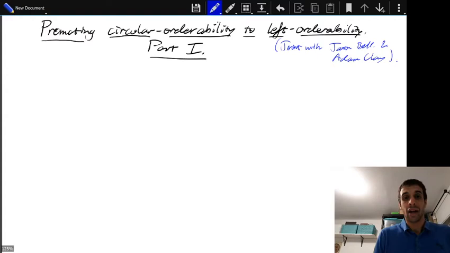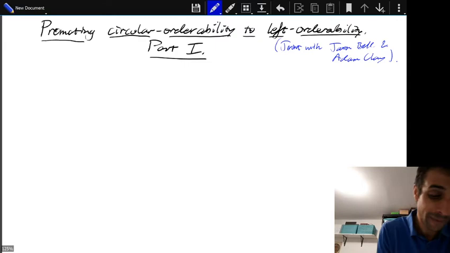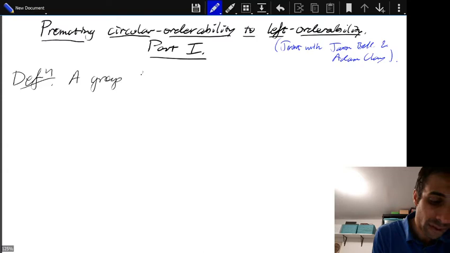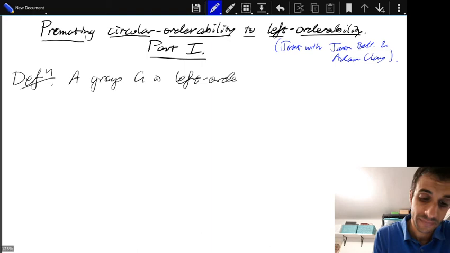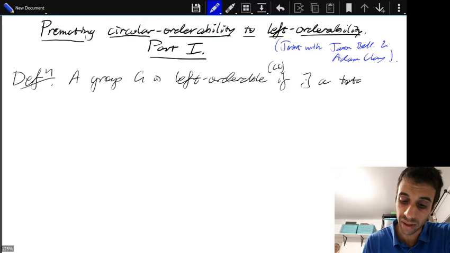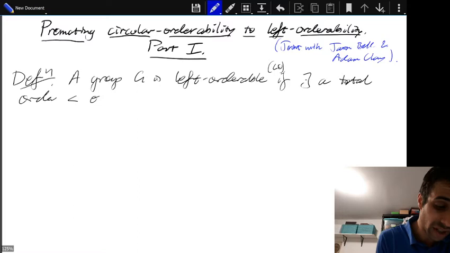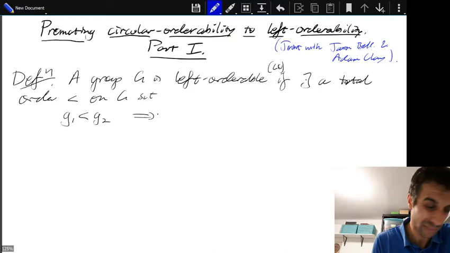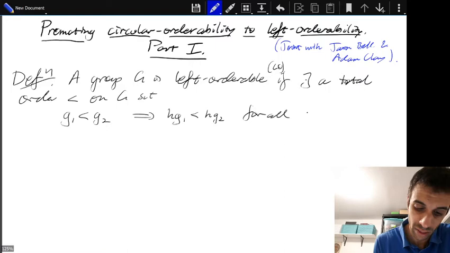Okay, here we go. So let's just get stuck in. As any solid math talk starts off with, let's talk about the definition of a left-orderable group. A group G is left-orderable, which we're going to denote LO for short, if there exists a total order on G such that it's invariant by left multiplication. That's what a left orderable group is. For all h, g1, g2 in G.